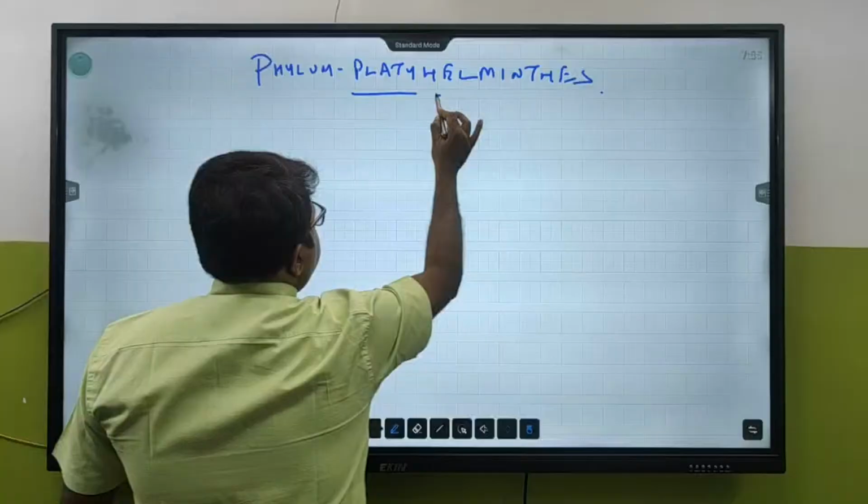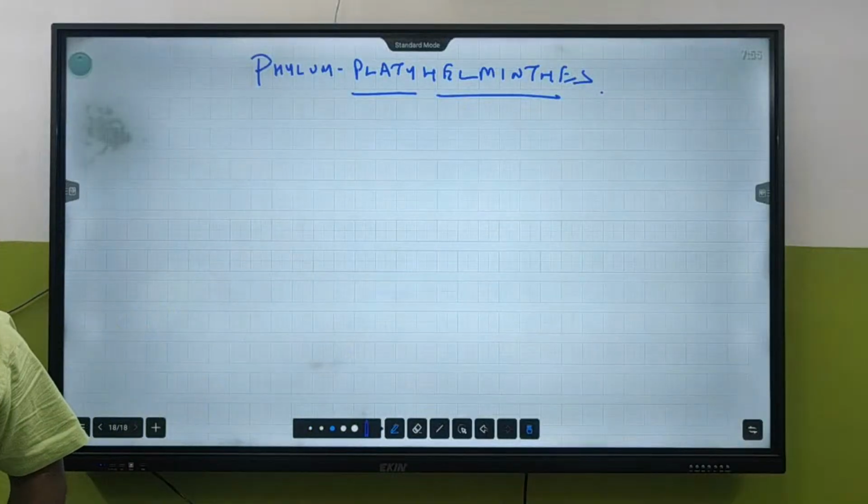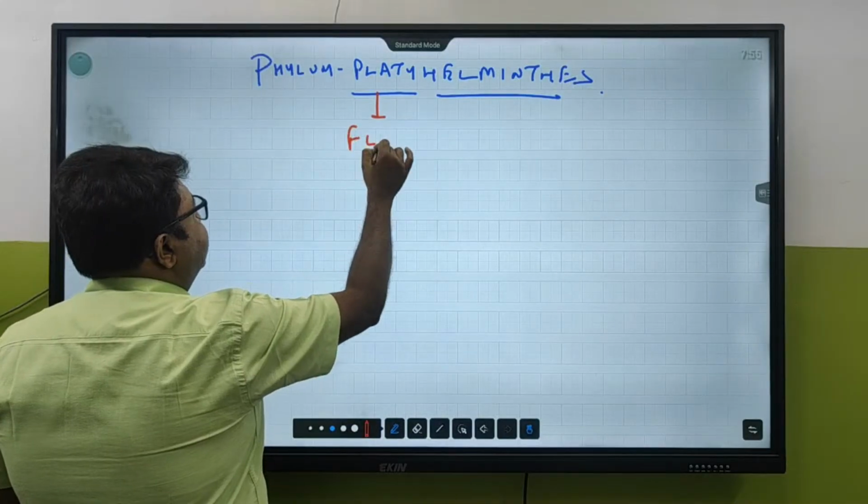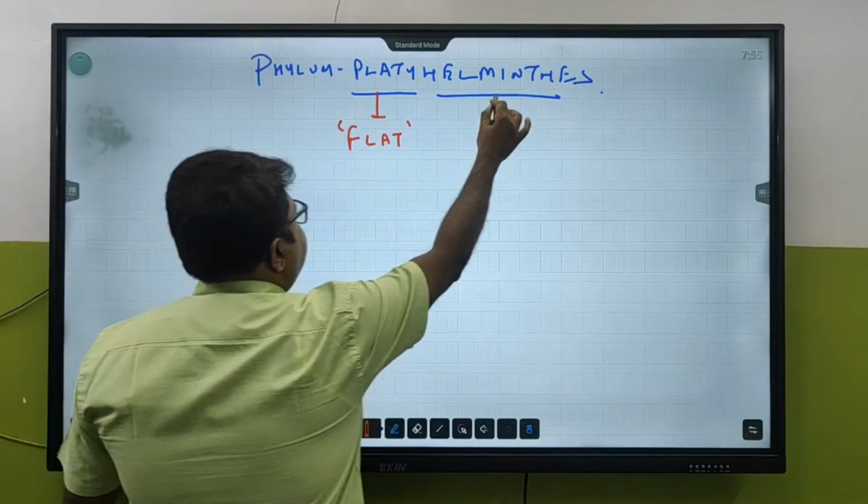Now, let me give you some idea about this. Platyhelminthes. Tell me, what is the meaning of the term platy? Platy means flat. So basically they are flat.